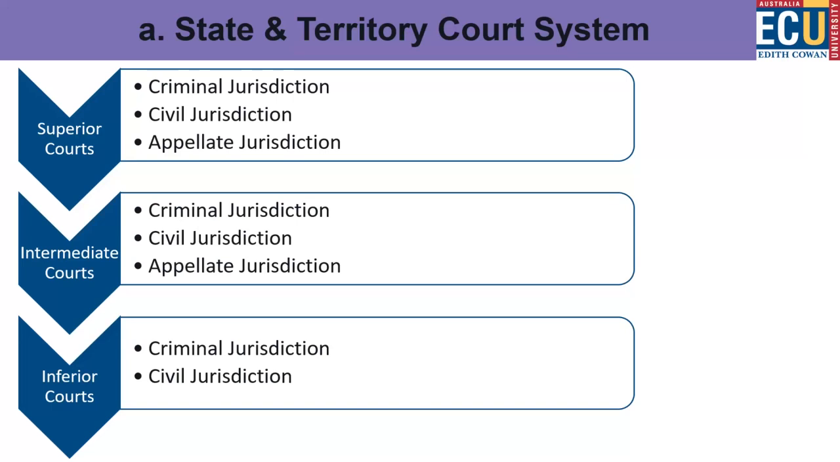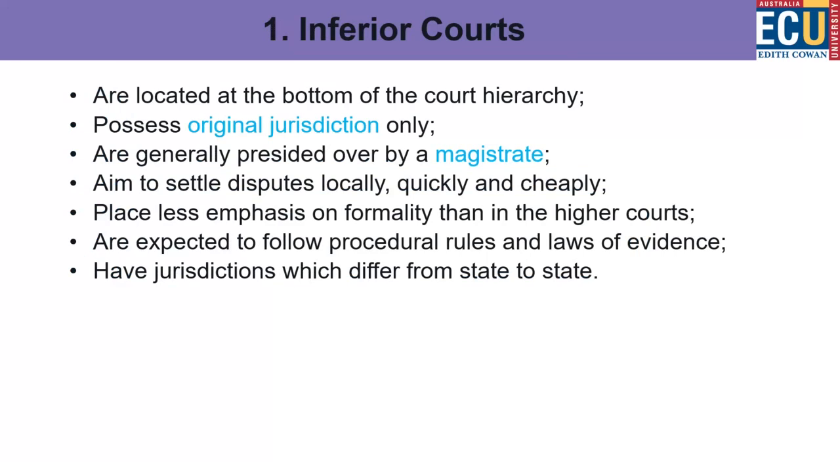They have slightly different structure, but more or less it's the same. So let's start with the inferior courts. They are the lowest courts in the state court hierarchy system. These courts are known by different types of names.